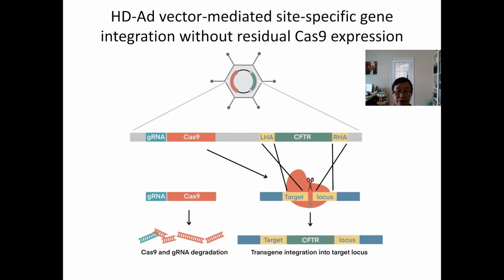This slide shows our strategy to deal with the immunogenic problem of the Cas9 protein. We can package everything into a single vector, so when we deliver the vector into a targeted cell, the donor DNA part will be integrated into the location we want, and the vector genome will be compromised. The rest of the genome will be degraded. Therefore, there is no more CRISPR-Cas9 expression.